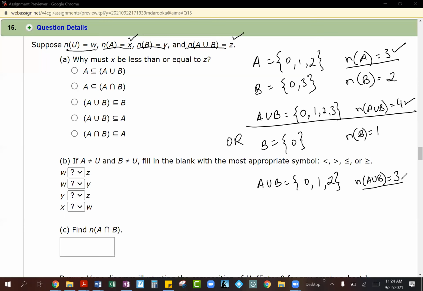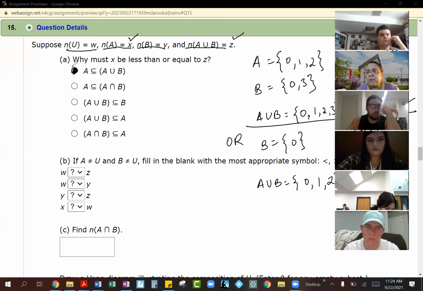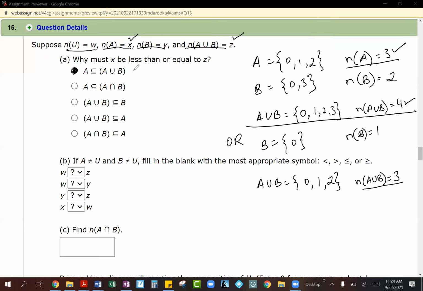So why does this happen? It's because A is a subset of A union B. It can be an improper subset or a proper subset, depending. That's what they're asking, to give a reason why the cardinal number of set A is less than or equal to the cardinal number of A union B. Like I said, just use a couple of numbers in your sets to figure out what the answer would be. Does that make sense, guys?